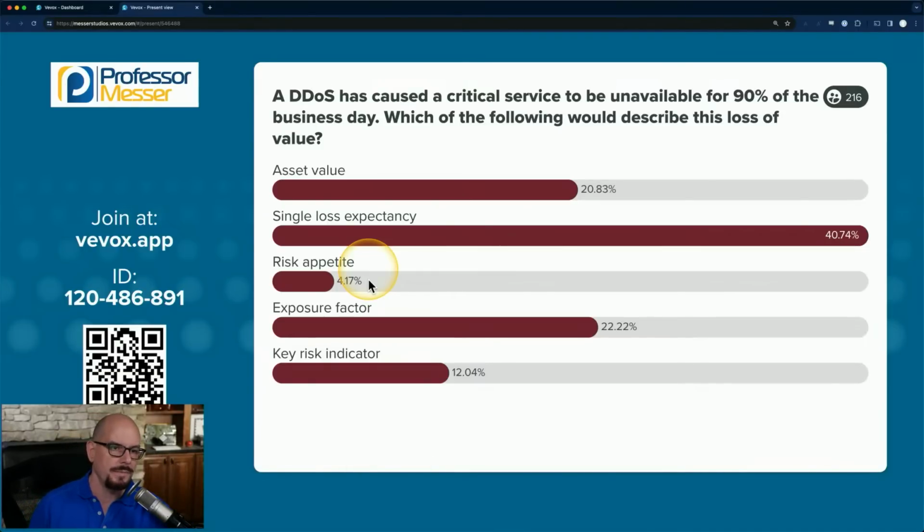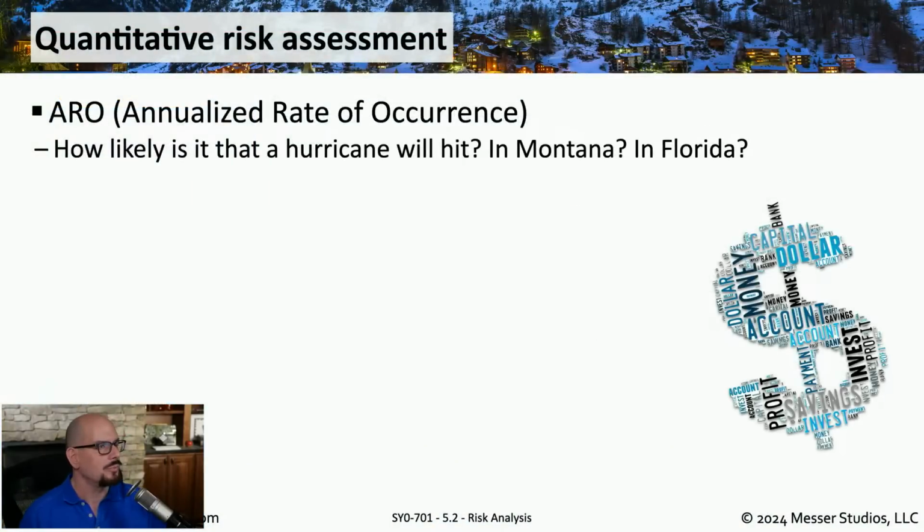We'll start with something that is an annualized rate of occurrence, or ARO. That describes how often during a particular year, during an annual period, we happen to have one of these things occur. So ARO tells you how often that will happen. If you're in Florida, you might get 1 or 2 hurricanes a year. If you are in Montana, you probably won't. So an ARO can be very different depending on the topic and where you happen to be.